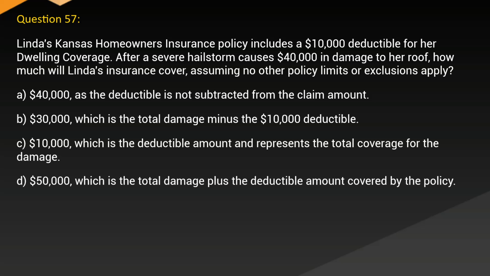Question 57. Linda's Kansas homeowners insurance policy includes a $10,000 deductible for her dwelling coverage. After a severe hailstorm causes $40,000 in damage to her roof, how much will Linda's insurance cover, assuming no other policy limits or exclusions apply? A. $40,000, as the deductible is not subtracted from the claim amount. B. $30,000, which is the total damage minus the $10,000 deductible. C. $10,000, which is the deductible amount and represents the total coverage for the damage. D. $50,000, which is the total damage plus the deductible amount covered by the policy.